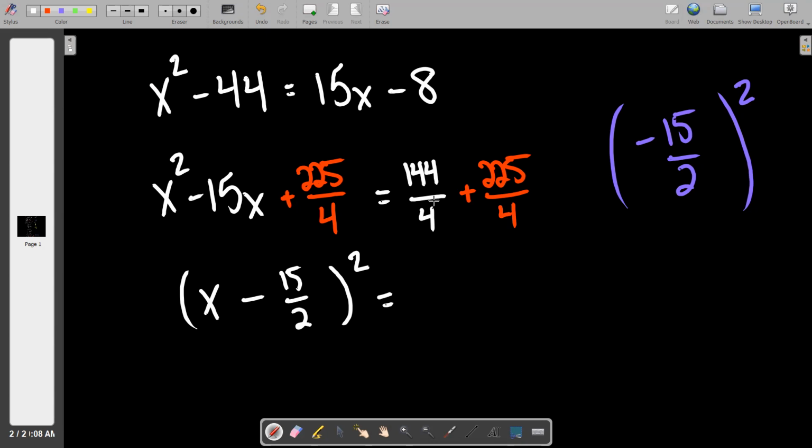And now I have the ability to add those two fractions together. What's 144 plus 225? 369. So I now have 369 over 4, and you are not to insert the positive negative sign. Remember, that does not happen until the moment you take the root. Everybody got that? I've seen people just throw the positive negative sign, and they're like, oh, you just said I was supposed to put it. It comes the moment you root. Okay? So in the next step, we will now square root both sides.